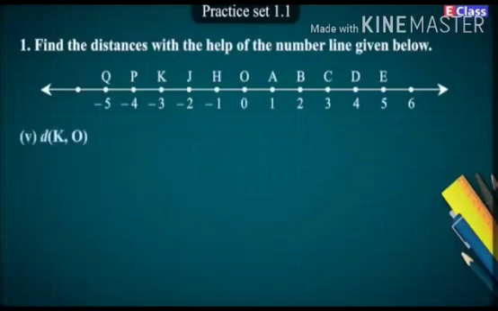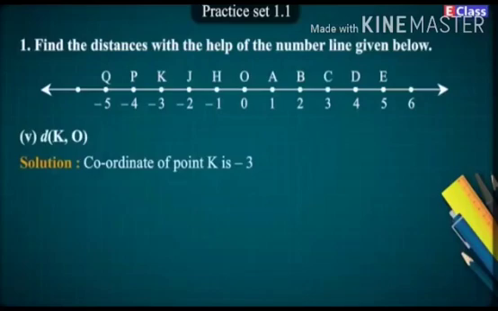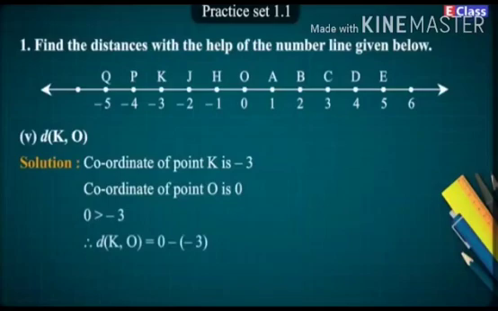5. Distance of KO. Solution. Coordinate of point K is minus 3. Coordinate of point O is 0. 0 is greater than minus 3. Therefore, distance of KO is equal to 0 minus (minus 3), which is equal to 0 plus 3, which is equal to 3. Answer. Distance of KO is equal to 3.